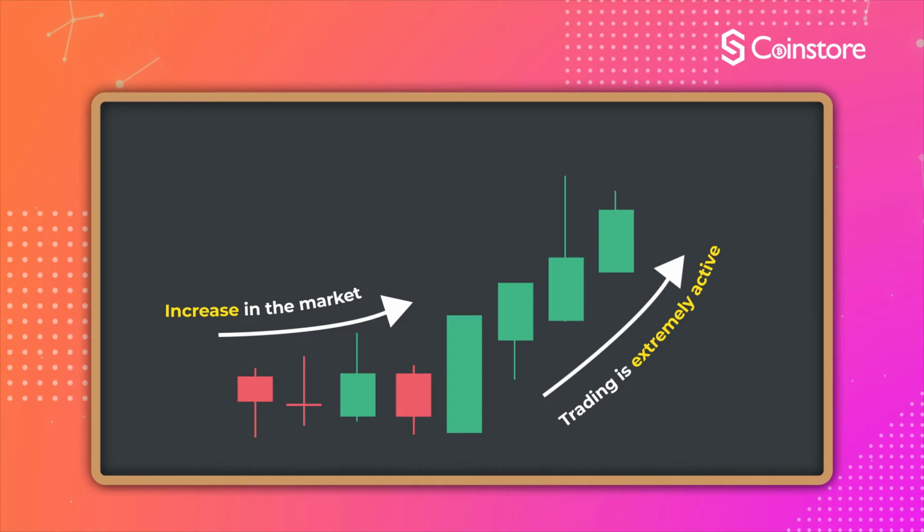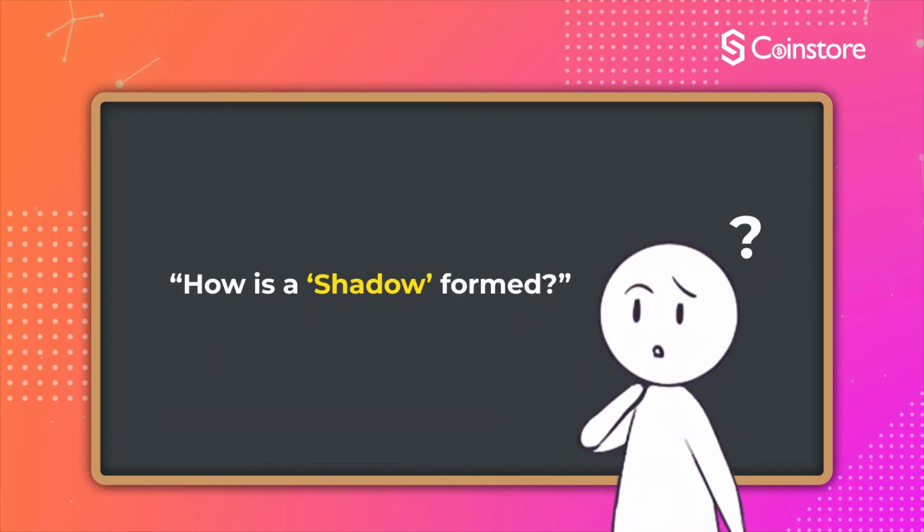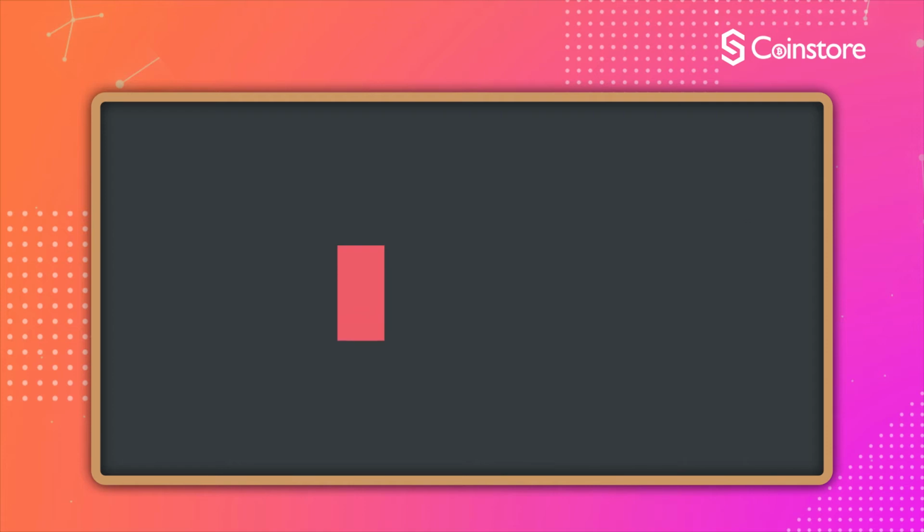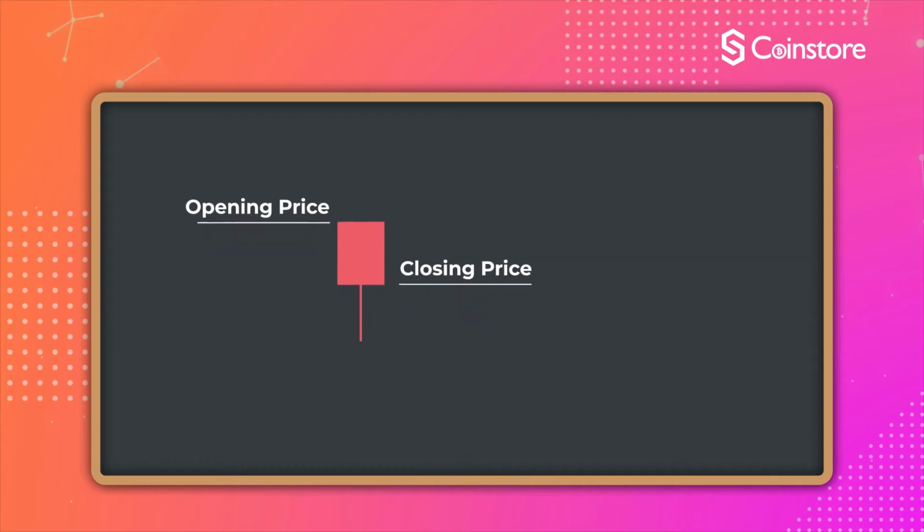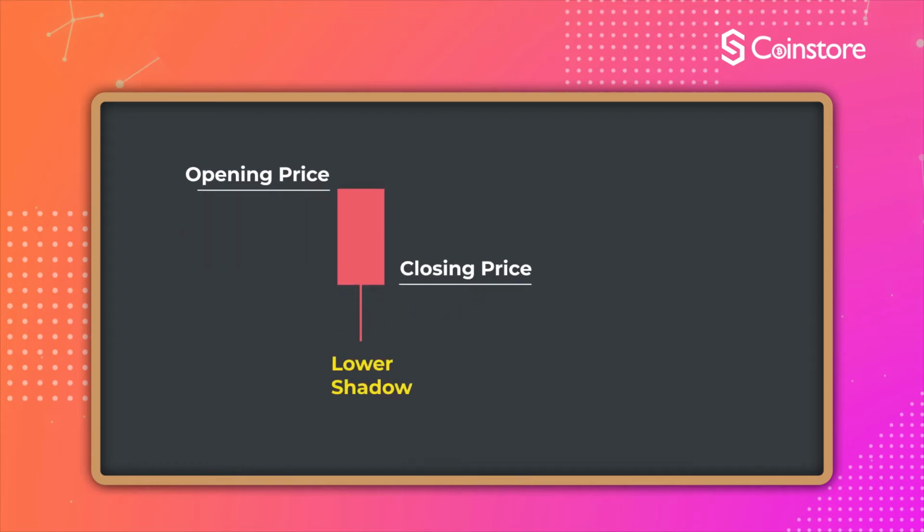But by now, you may be wondering, how is a shadow formed? When a market opens, the price will gradually drop until investors are willing to make a purchase. This pushes the price up, forming a lower shadow. On the other hand, when the price rises to a certain level, some investors may sell the token. And this suppresses the token's price, creating an upper shadow.